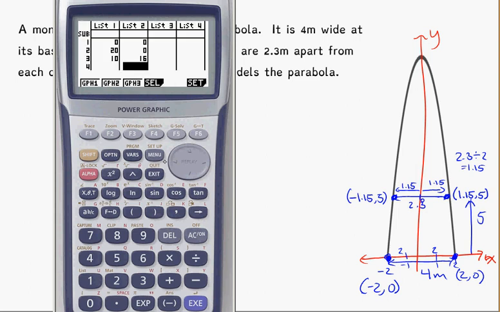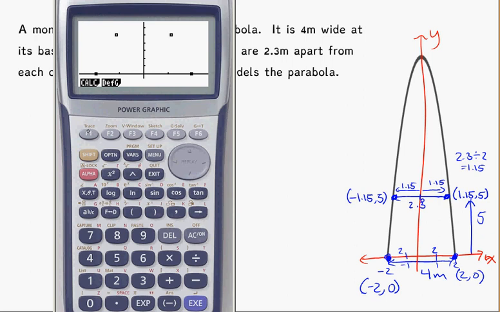Going back to stat, put in some points here. So I have -2 and 0. I have 2 and 0. I also have -1.15 and 5, a height of 5. And I've got 1.15 and a height of 5. So I'm going to put all 4 points in there.